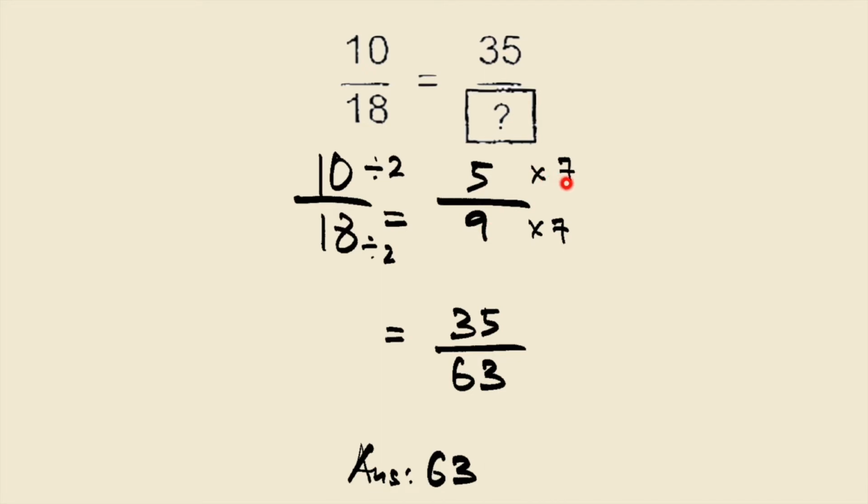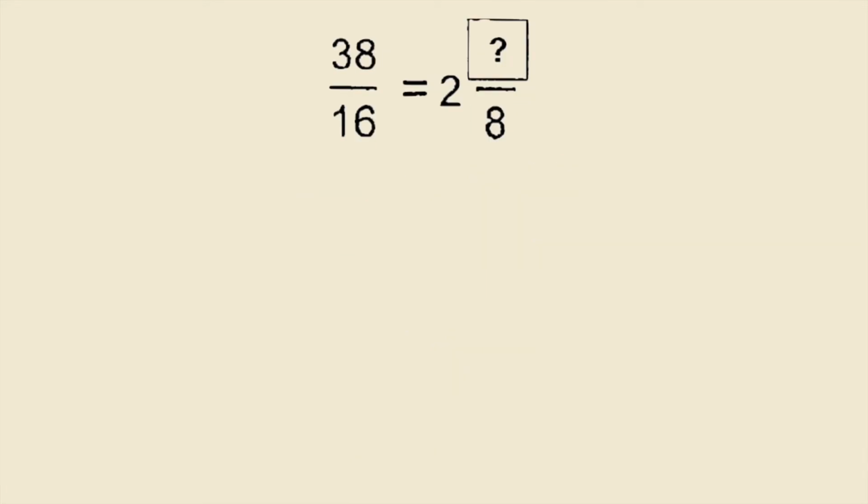Because if you times 7 on both sides, for both, you will obtain 35. Okay, so having obtained 35 for the numerator, look at what's below. That's our answer, 63. Right, so here we have a situation where our denominator here is 8, but our denominator here is 16. Well, let's manipulate this.